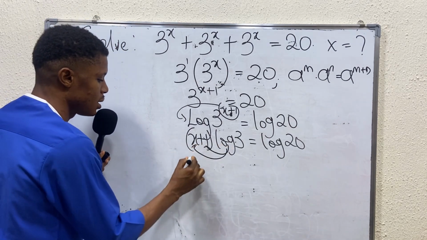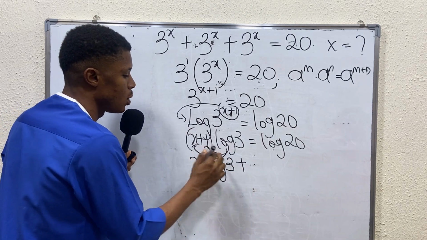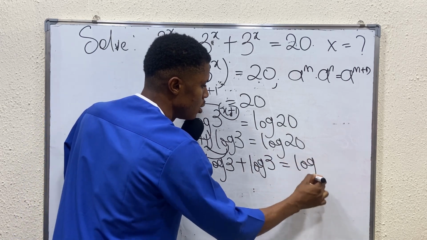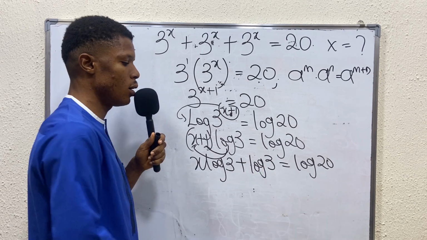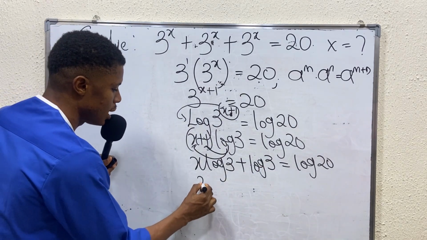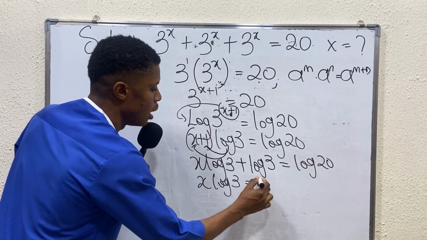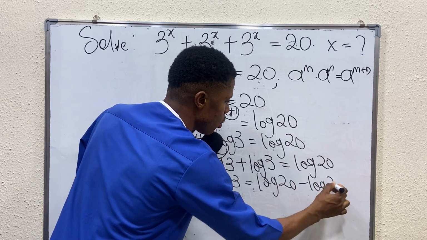So the next thing we do is to use log 3 to multiply, to open the bracket. So log 3 times x will give us x log 3. And log 3 times 1 will give us log 3. And that's equals to log 20. Then the next thing is to subtract the log. I'll subtract log 3 from both sides, showing that x log 3 is equals to log 20 minus log 3.